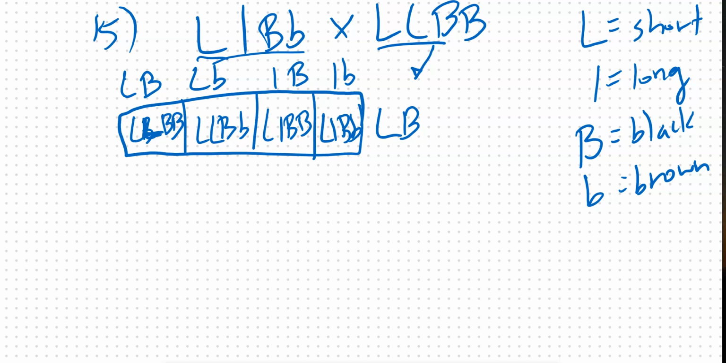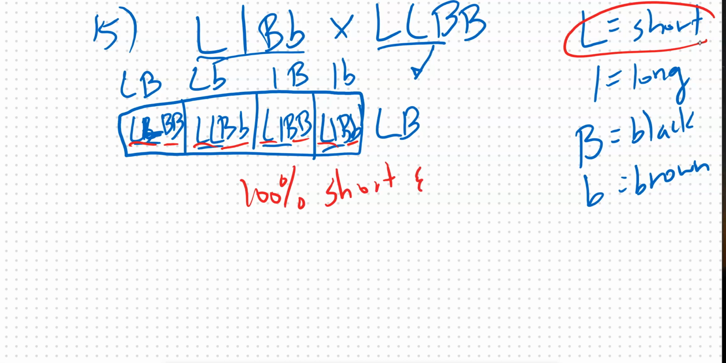Turns out that they're all short, because that's dominant. And they're all black because, again, that's dominant. So 100% short and black. And then the genotypic ratio is what we drew out here. And that's a 1 to 1 to 1 to 1. So 1/4, 1/4, 1/4, 1/4.